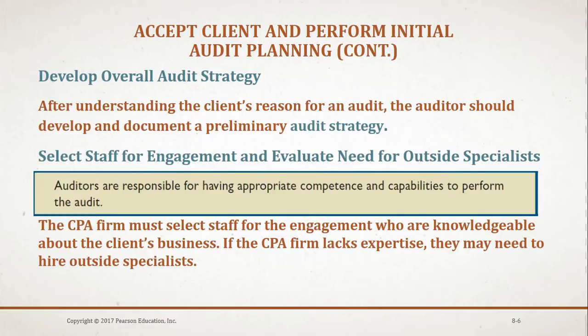After understanding the client's reasons for the audit, the auditor should develop and document a preliminary audit strategy that sets the scope, timing, and direction of the audit and guides the development of the audit plan. This strategy considers the nature of the client's business and industry, including areas where there is greater risk of significant misstatements. The auditor also considers other factors such as the number of client locations and the past effectiveness of client controls in developing a preliminary audit approach. The planned strategy helps the auditor determine the resources required for the engagement, including engagement staffing.